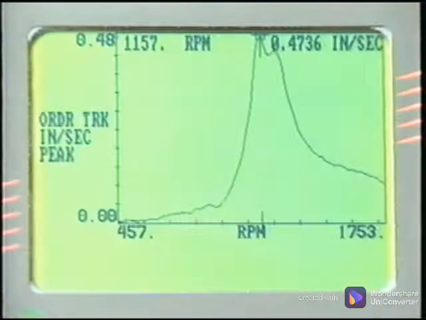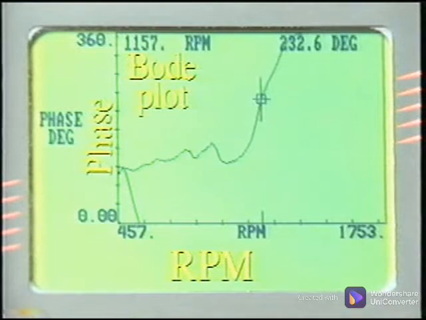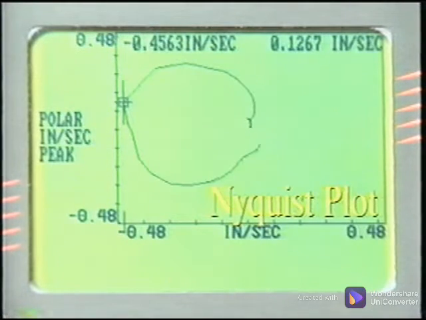Another powerful analysis tool is tracking phase through transient machine conditions. Transient conditions are those that are changing over time, such as during a startup or coast down. The data collected can then be displayed in Bode plots or a Nyquist plot. The Bode plots are the amplitude versus RPM and the phase versus RPM. A Nyquist plot combines the two plots to show the amplitude and phase vector for every machine speed.